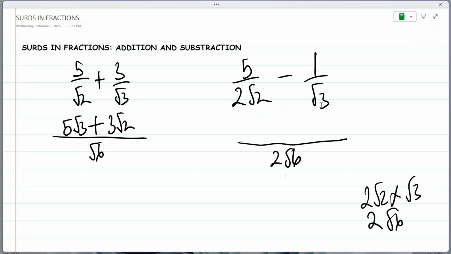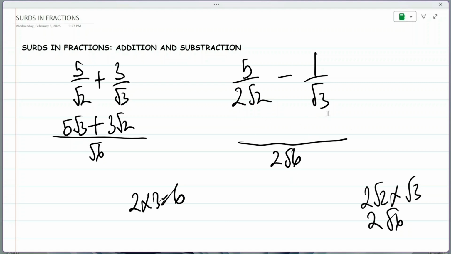The result is root 3. It is like saying 2 times 3 is 6. So if you divide 6 by 3, you get 2. 6 by 2, you get 3. Same applies to this. If you divide 2 root 6 by 2 root 2, since you have to multiply 2 root 2 times root 3 to get 2 root 6, dividing 2 root 6 by 2 root 2 should give you root 3.